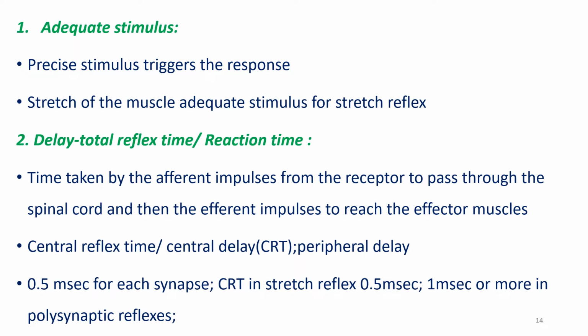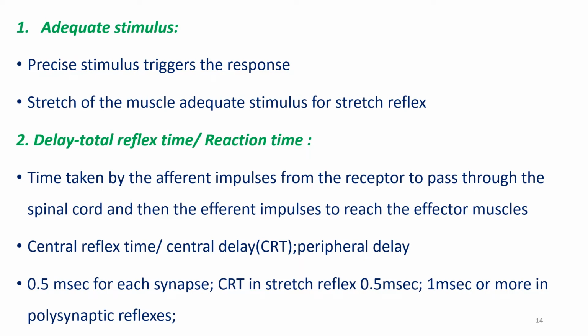The first property of spinal reflexes is adequate stimulus. Like in the case of receptors, we have adequate stimulus. So the same phenomenon applies over here in the case of reflexes also, that each reflex has an adequate stimulus, or only a particular type of stimulus will elicit a particular type of reflex. Like the stretch of the muscle is the adequate stimulus for the stretch reflex. So we need a precise stimulus to trigger the response. If you want to flex the muscle, we need a stimulus in the form of initiation of flexion. So this is an important property of the reflex.